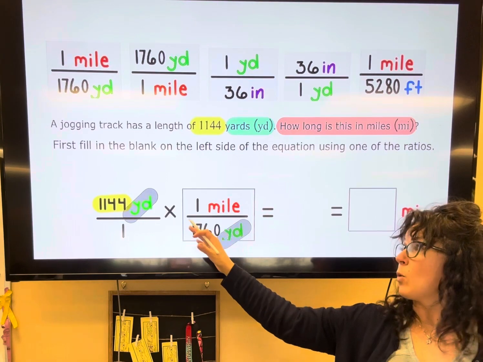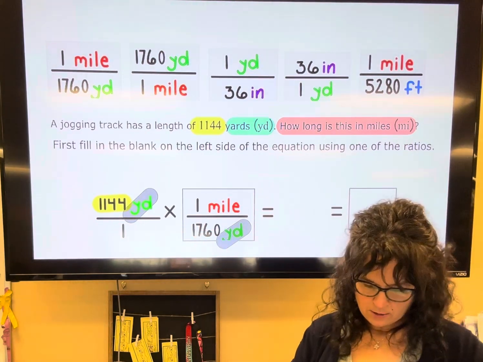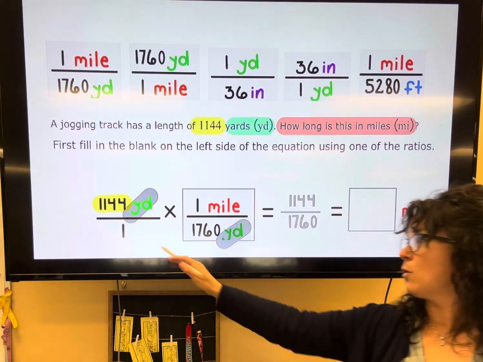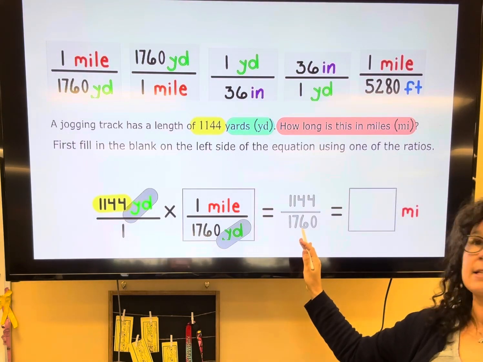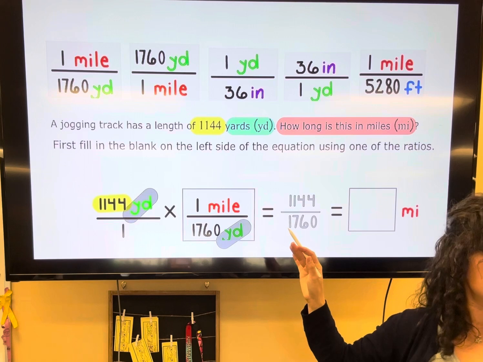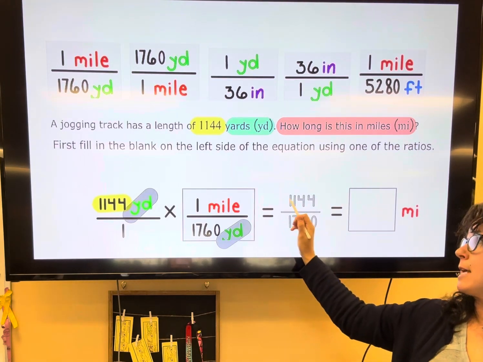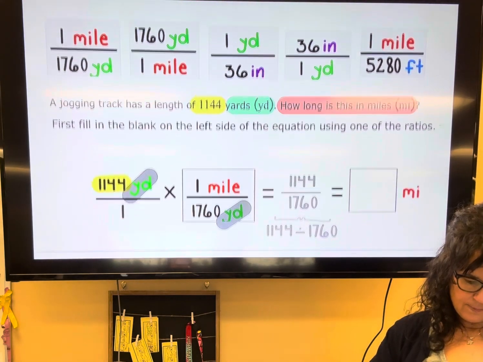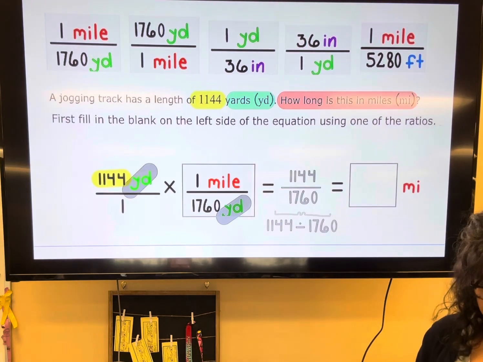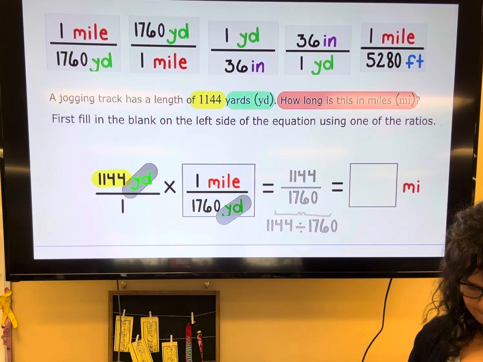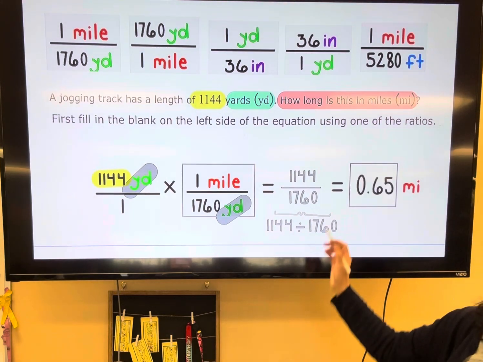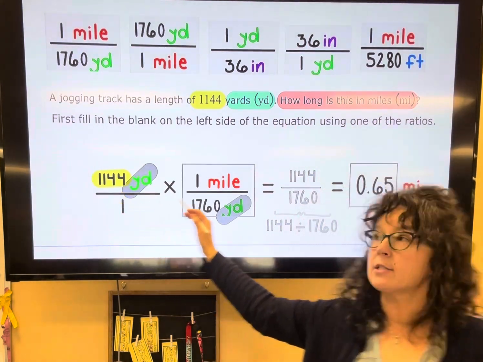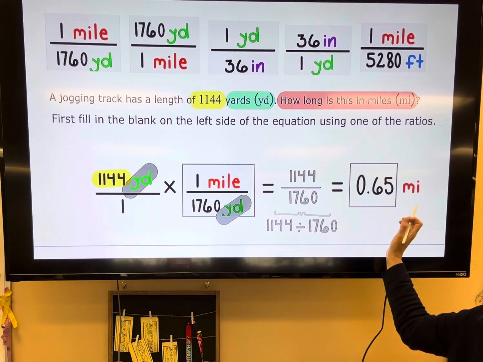Now working with the numbers, you multiply straight across. 1,144 times 1 is 1,144, and 1 times 1,760 is 1,760. When I put this in my calculator, because I'd like a decimal, I take the numerator divided by the denominator, and I end up getting 0.65. In other words, 1,144 yards is the same as 0.65 miles.